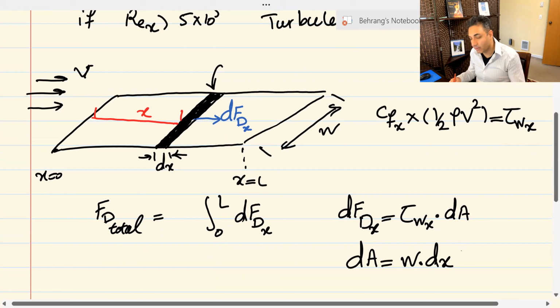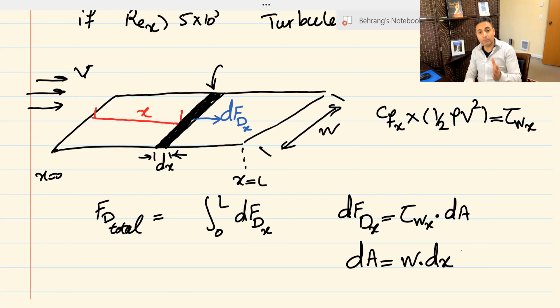So one more time, the local friction coefficient is defined such that if you multiply it by the dynamic pressure, you get the local shear stress. If you multiply the local shear stress by the area of that strip, you get the dF drag. That's not the whole drag on the plate. That's just the dF drag. And why do we have just local?